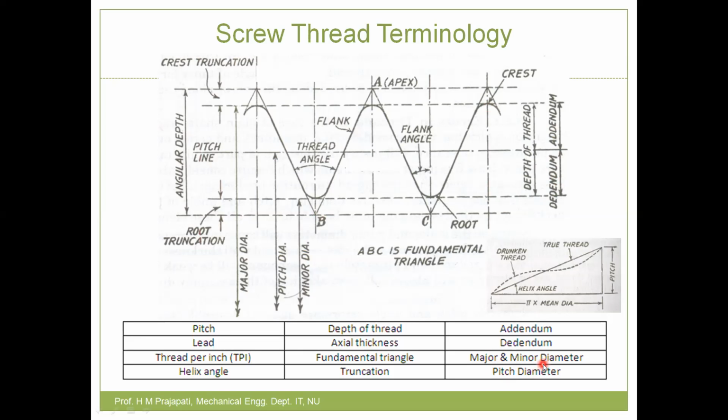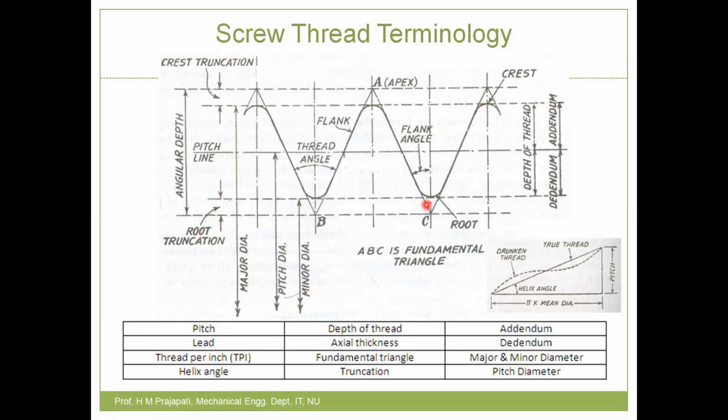See, in the case of gears, we have so many circles. Among those circles, three are very important. One is the addendum circle, second is the dedendum circle, and third is the pitch circle. Similarly, in the case of a screw also, there are three possible circles. You can consider one cylinder which is tangent to the crest of all these threads. The diameter of that cylinder is called the major diameter, or we can say addendum diameter, similar to gears, because this distance is the addendum.